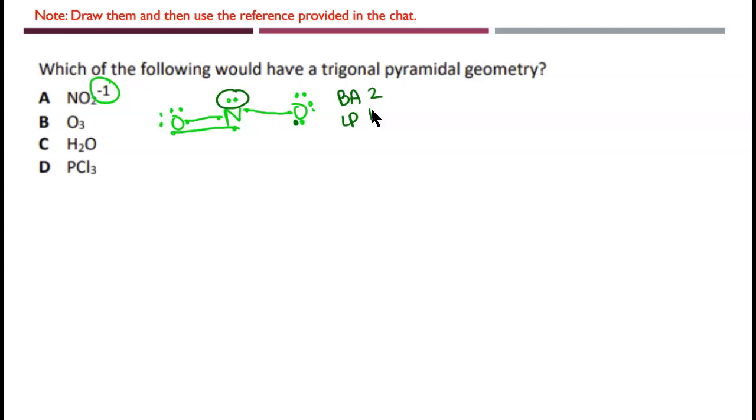Two bonded atoms, one lone pair, and that gives us a bent shape. So that one's actually bent. So it is not this one. So A is out. You're going to do the same thing for the rest of them.